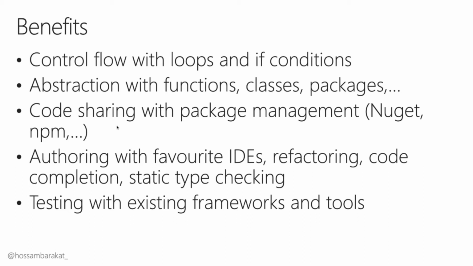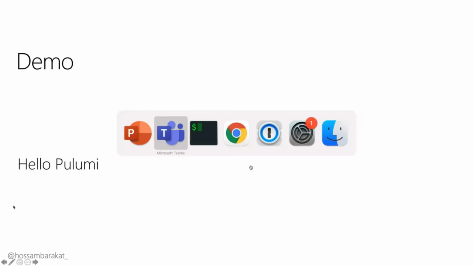So these are a lot of benefits. I would like to show you all of these benefits in action right now. So let's switch to the terminal here to show you how we would start with Pulumi. In order to start with Pulumi, you need to install the Pulumi CLI, which is a cross-platform CLI tool. And the first thing to create a new Pulumi project is pulumi new.